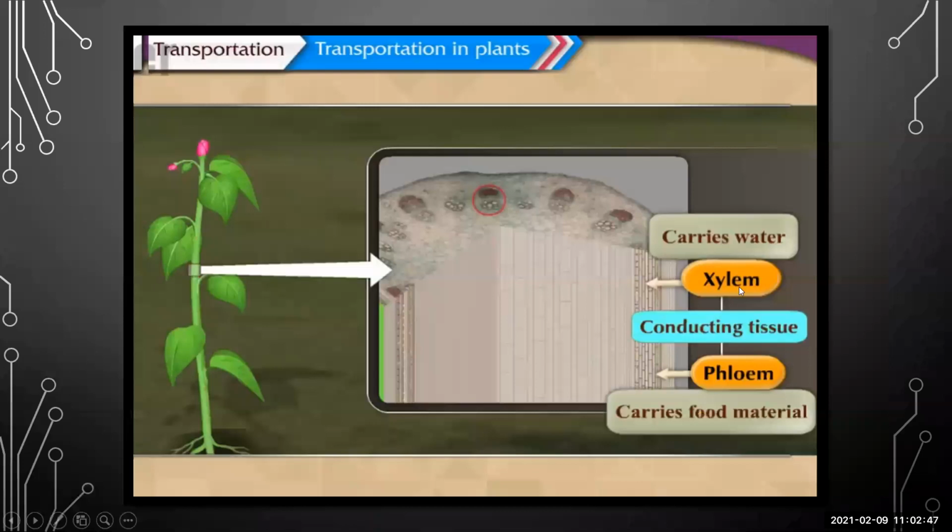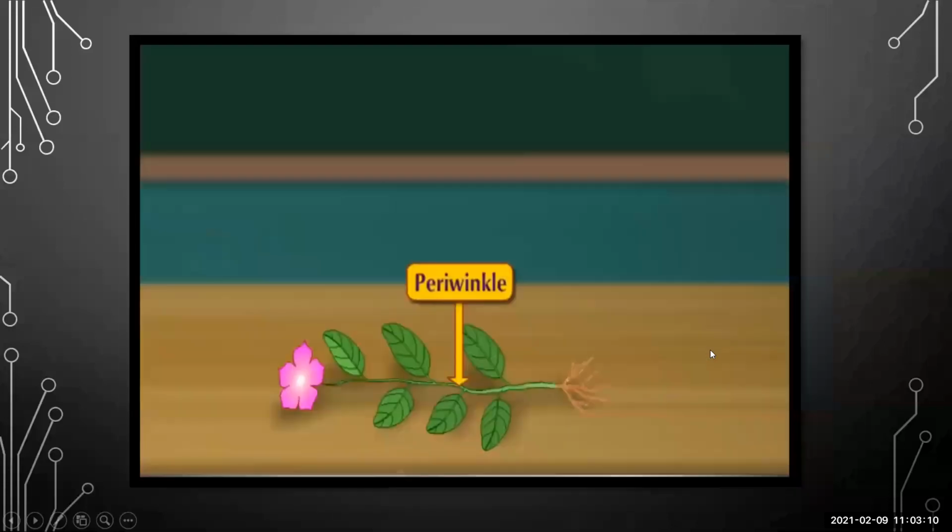We can see here conducting tissue. There are two conducting tissues in plants. One is xylem, the other is phloem. Xylem carries the water and phloem carries the food materials. How many types of tissues are there in plants? There are two types of conducting tissues, xylem and phloem. Xylem carries the water and phloem carries food material.